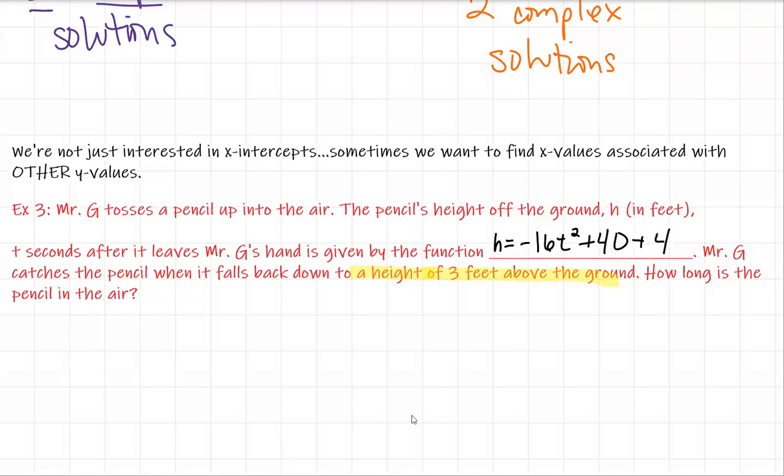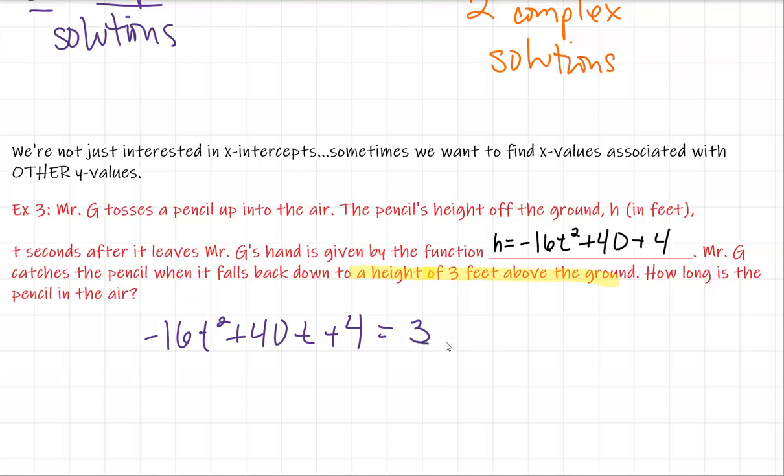So we're assuming that I threw it somewhere above 3 feet and then it fell back down to 3 feet. If h is representing the height above the ground, what I want to do is take my equation. You're used to taking this equation and directly setting it equal to 0. We're not doing that in this case, because if I set it equal to 0, I'm asking how long it took to hit the ground, because 0 feet means on the ground. I don't want to figure out how long it took to hit the ground. I want to figure out how long it took to get to 3 feet.